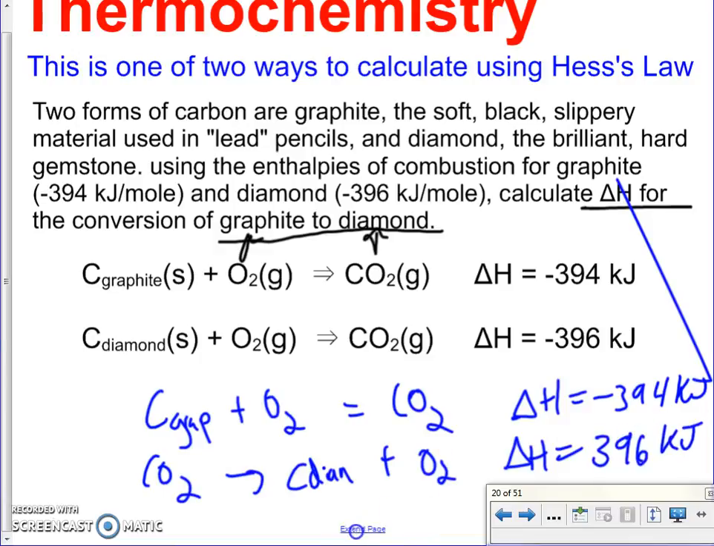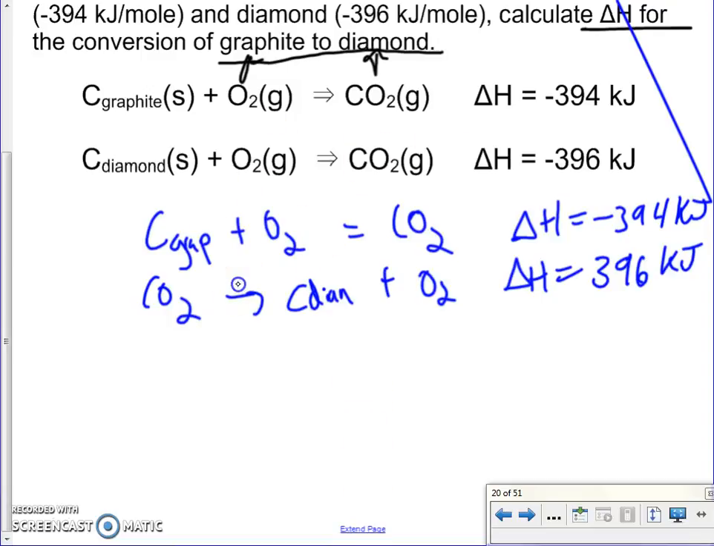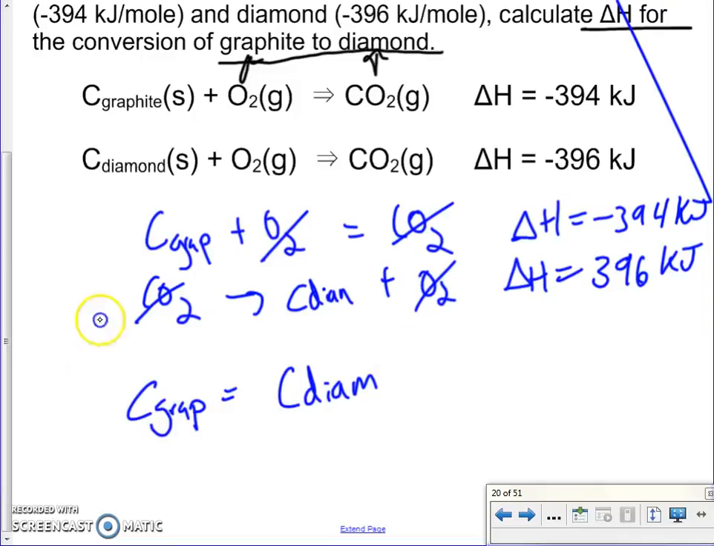Okay, now what we can do is double check that we've set this up correctly by canceling it down and making sure we get the reaction we're supposed to get. So CO2 cancels out and O2 cancels out. So graphite to diamond. And if we look, that's exactly the reaction we're looking for. And now we can add up our delta H's and get our actual number. So negative 394 plus positive 396 gives us a positive 2 kilojoules for this process. Okay, so not too bad.